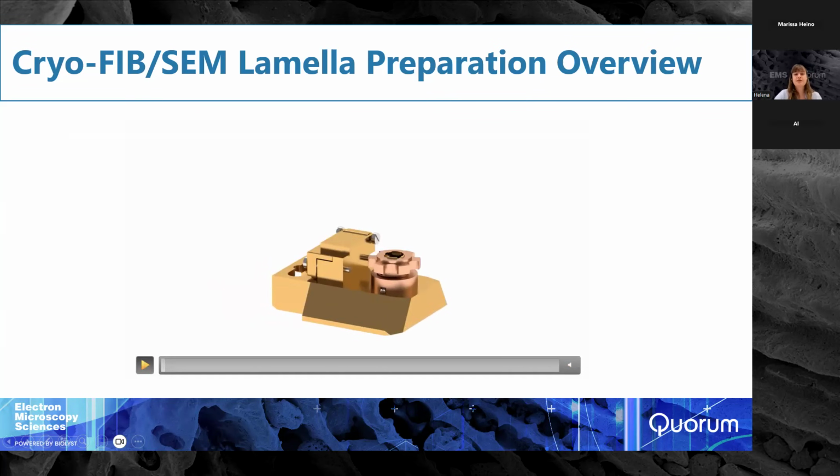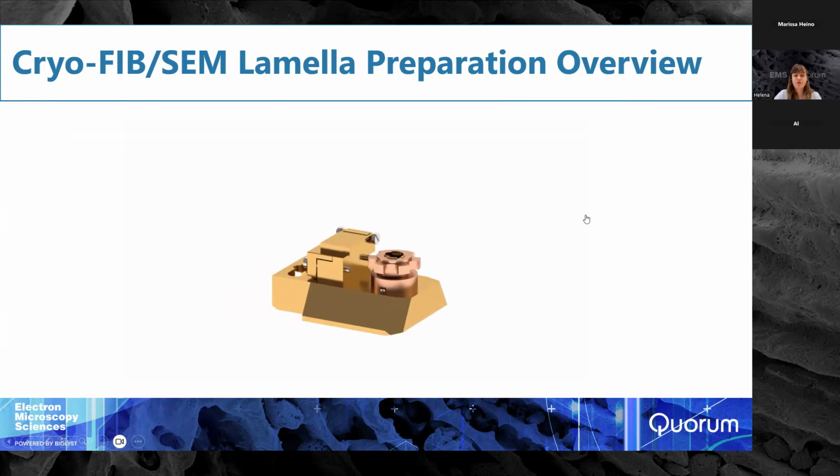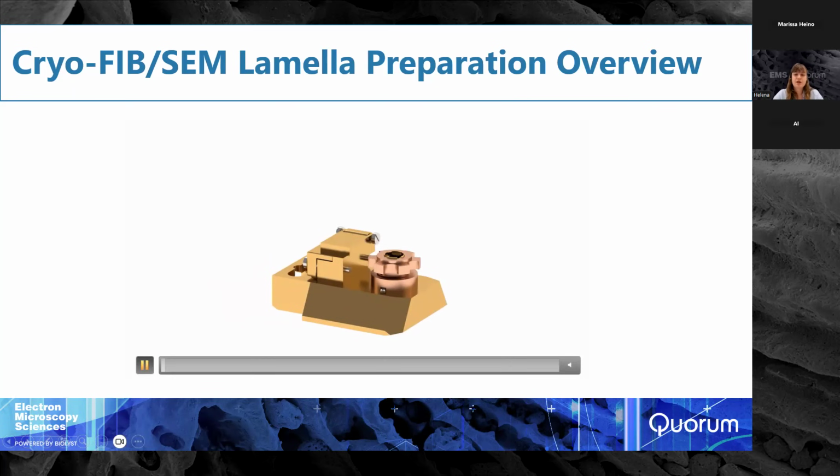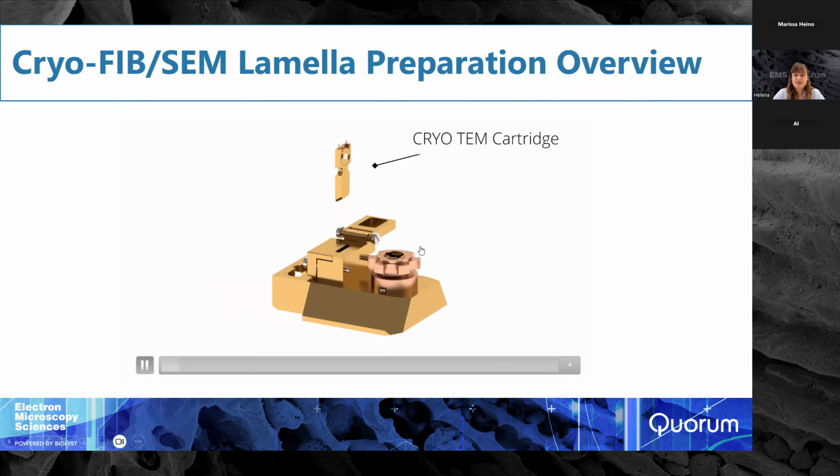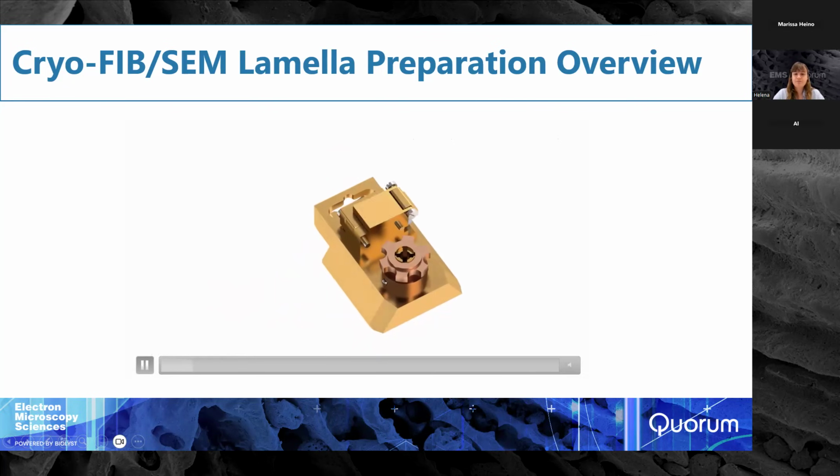So this is our shuttle that we use for our processes in our cryo systems. Shuttles can be specially designed for different sample types, and this particular shuttle is designed to hold a TEM cartridge and a planchette. So this is where our cryo-TEM cartridge sits, and then our planchette will sit in this area at the front.